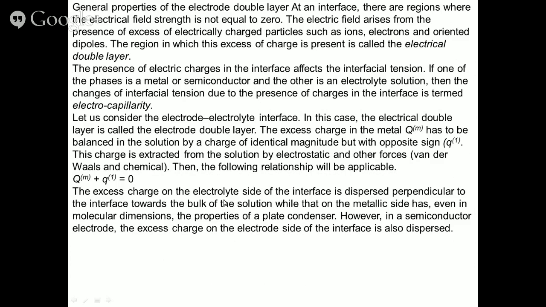The excess charge on the electrolyte side of the interface is dispersed perpendicular to the interface towards the bulk of the solution, while that of the metallic side has, even in molecular dimension, the properties of a plate condenser. What it means is that the excess charge inside the electrode is accumulated at the skin depth, whereas on the solution side it need not be. It can have a certain depth of the solution. However, in a semiconductor electrode, the excess charge on the electrode side of the interface is also dispersed. We are going to deal with this when it is a semiconductor electrode. It is different from that.